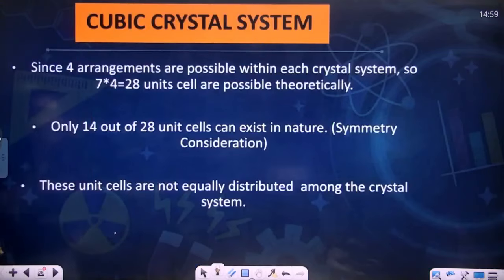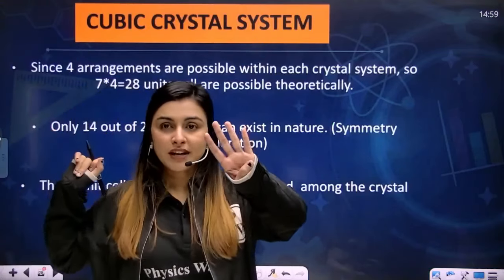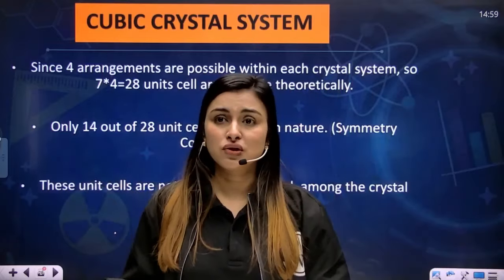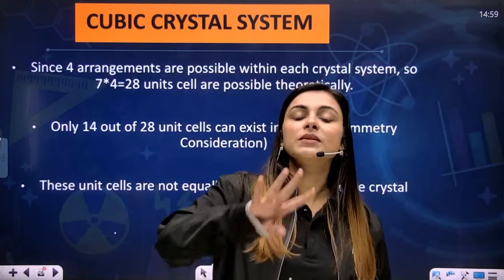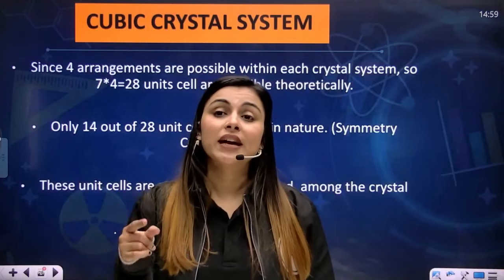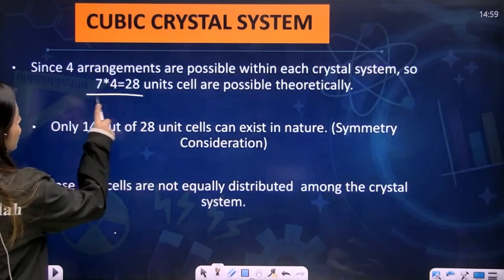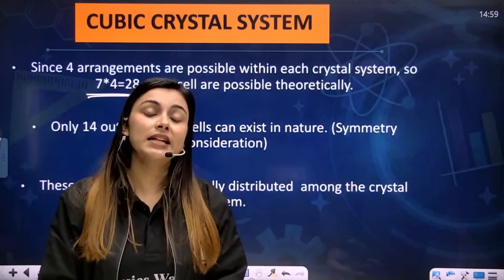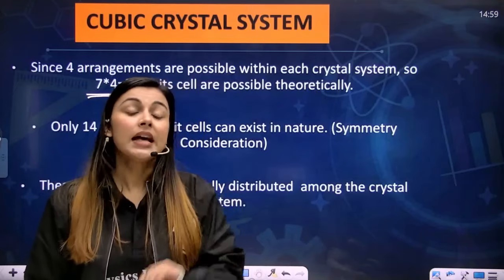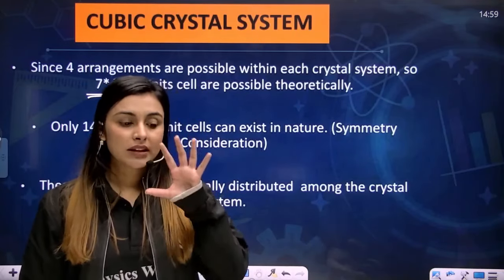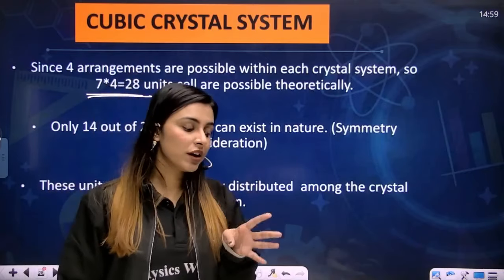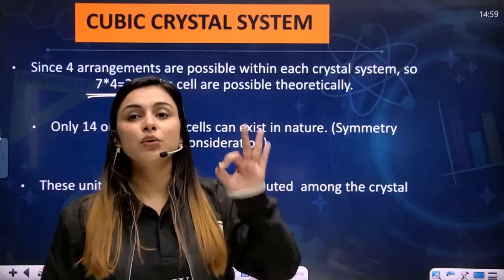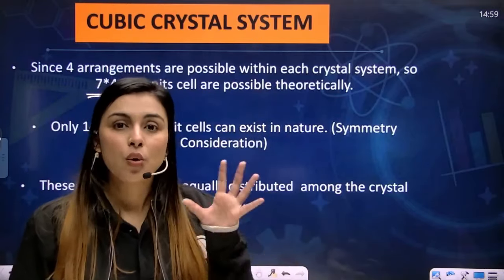Now, my dear students, just see. You know that there are four types of arrangements, and these can be present in any one of the crystal systems, right? You have seven crystal systems and four different types of arrangements. So, can I say that 7 into 4, total 28 different unit cells, can be present? Yes, ma'am, you can say that. And that is what is calculated theoretically, that these four arrangements can be present in each of the crystal systems. So a total of 28 different unit cells can be present in this whole world, right?